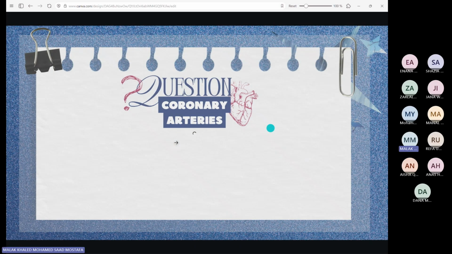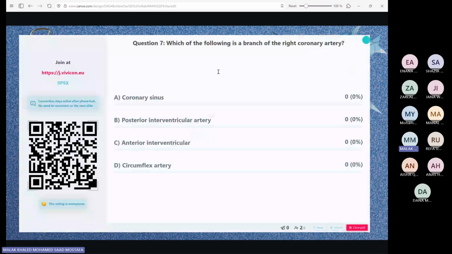So that's all for coronary. Let's see if you guys got anything out of that. Which of these is a branch of the right coronary artery? Okay. Yeah. It is the posterior interventricular artery.